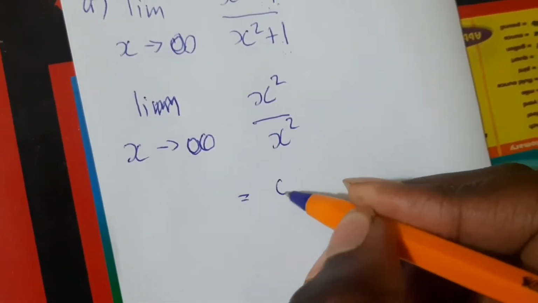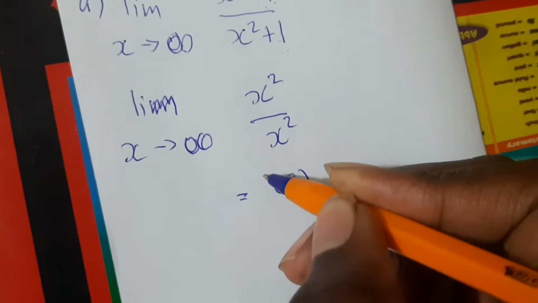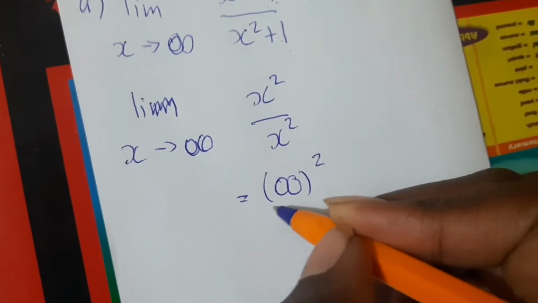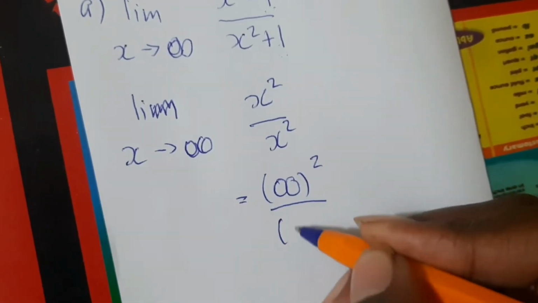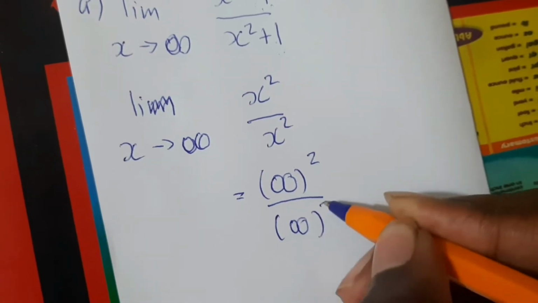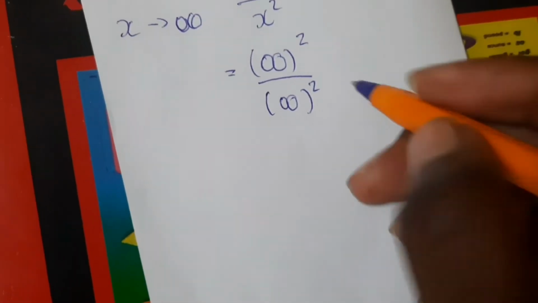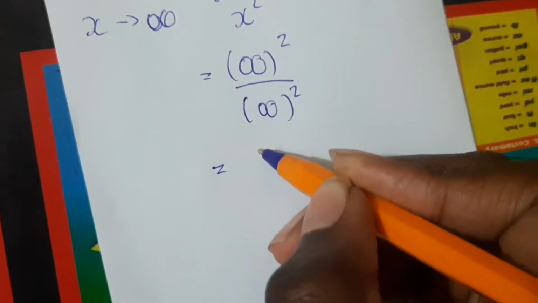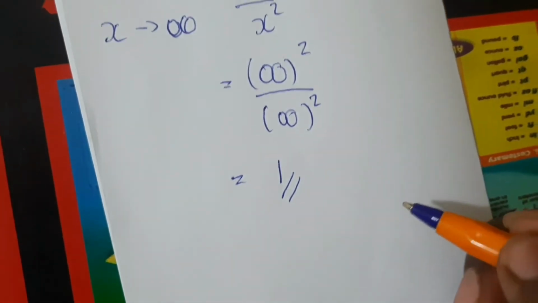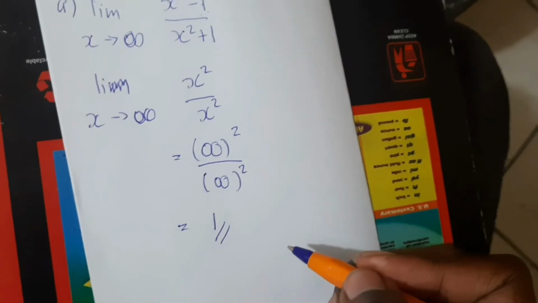We're going to have infinity squared over infinity squared. Now, anything divided by itself is 1, naturally. So this will give us 1 in total. So that is the answer to this particular question.